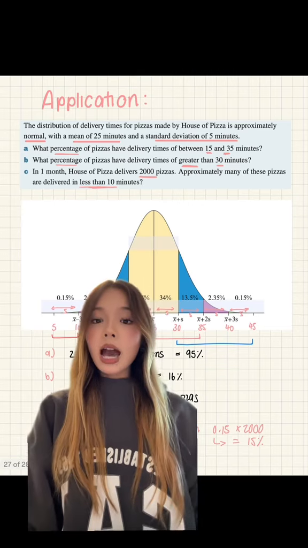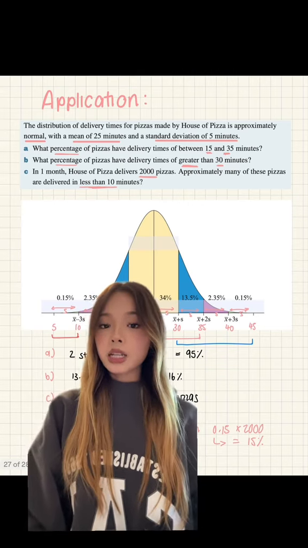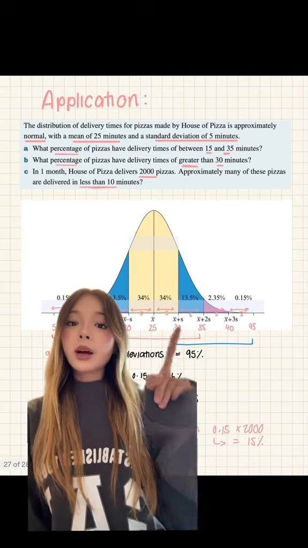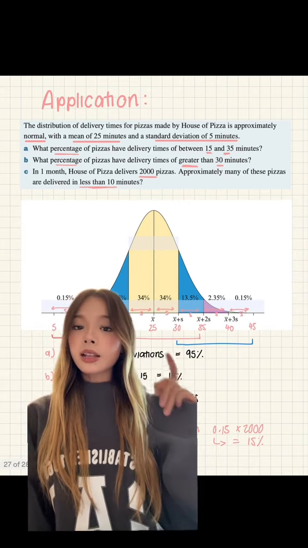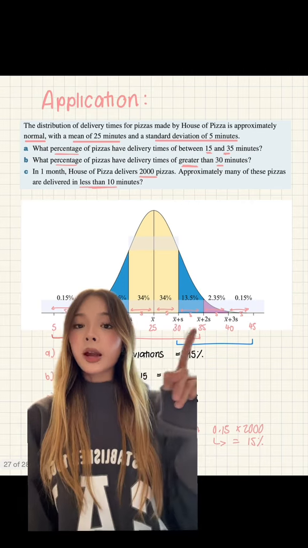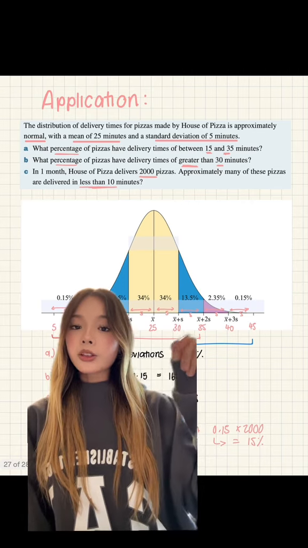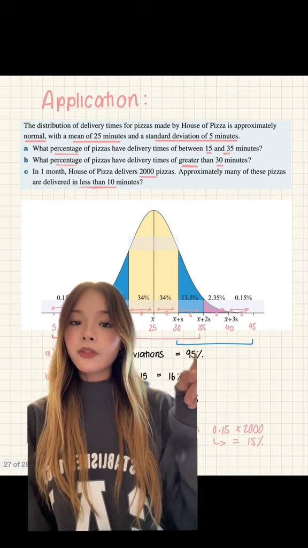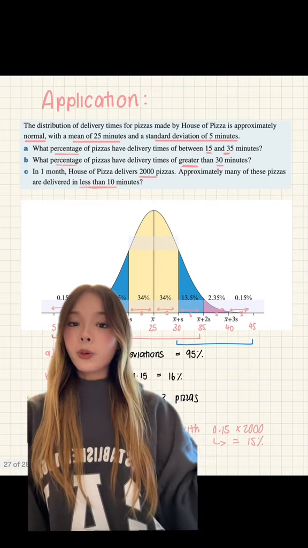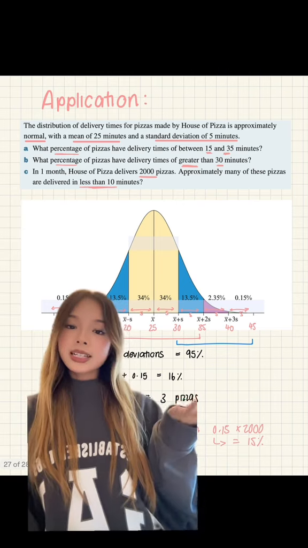First, we need to see how many standard deviations is 30 minutes. Here we can see that it's one standard deviation. And we need to calculate how much percent lies greater than this value. We can do that by adding together 13.5, 2.35, and 0.15, which brings us to 16%.